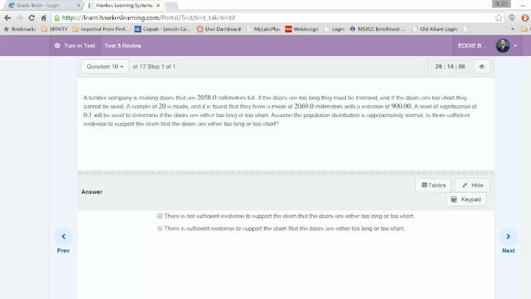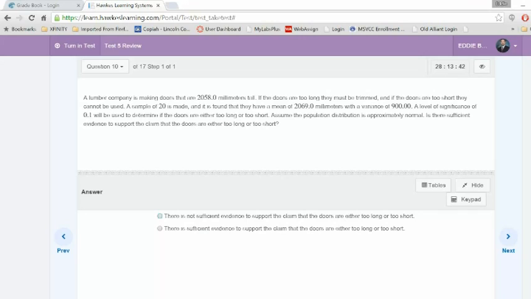And it's found to have a mean of 2,069 millimeters with a variance. They didn't give us a standard deviation, so be careful with that. The variance is 900. A level of significance of 0.1 will be used to determine if the doors are either too long or too short. So again, too long or too short. We're not worried about too long, we're not worried about too short, we're worried about both together.